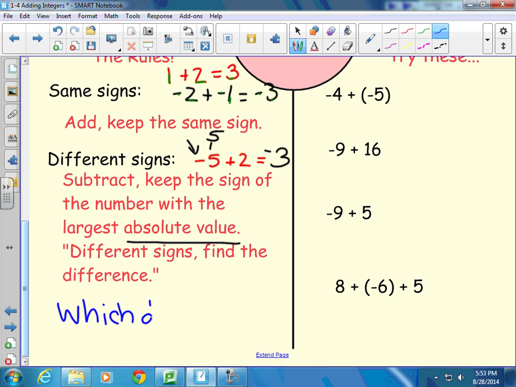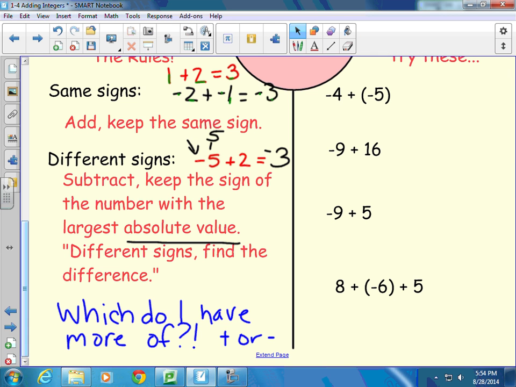Which do I have more of? And that's the one that I'm going to take the sign from. And then just subtract. Pretty straightforward on the rules. Again, remember, those are in your book. Those are in your book on page 42 for different signs and 41 for the same sign.